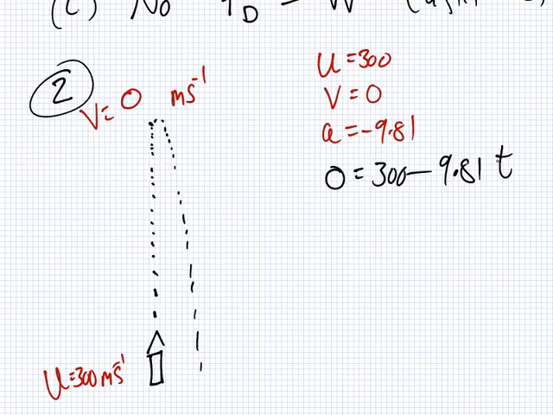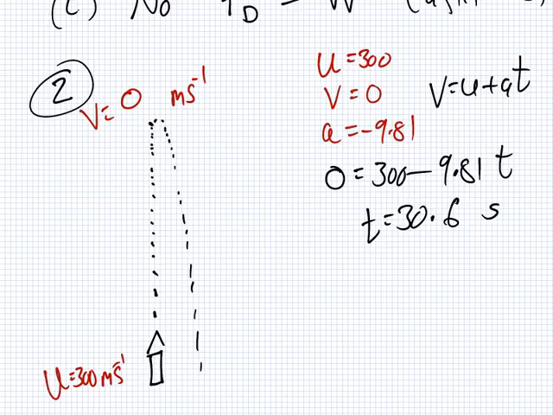Okay, I think I made this bullet too fast, because it's like 30 seconds. V equals zero. This is the formula V equals U plus AT. Here I get T is 30.6 seconds. That's too fast. I made my bullet too fast. It doesn't matter. Okay, so now what happens?